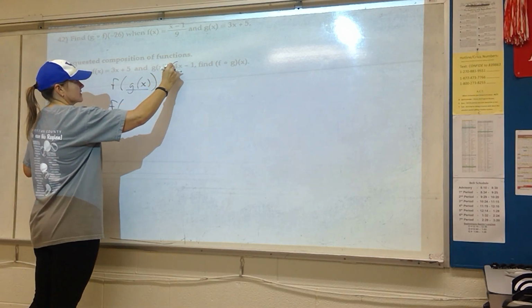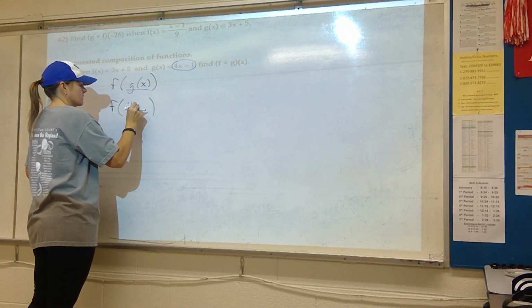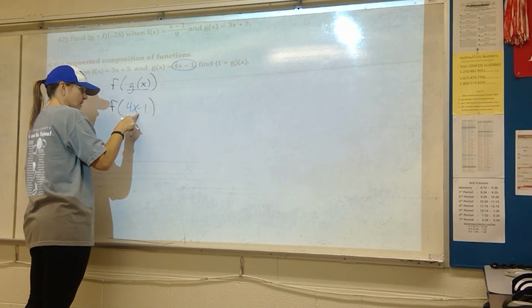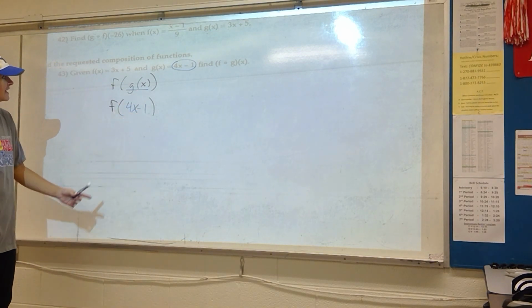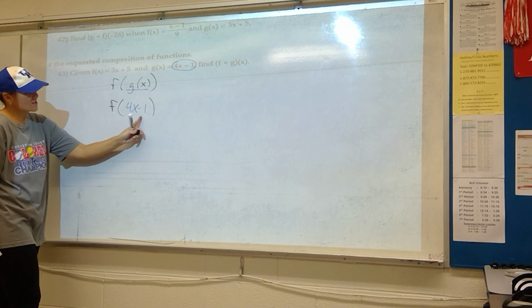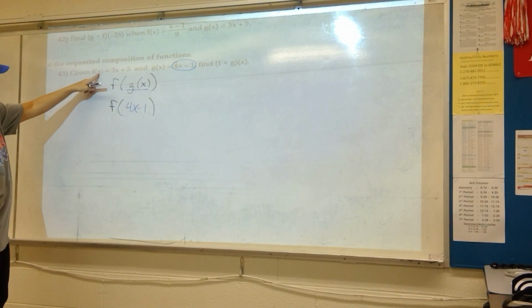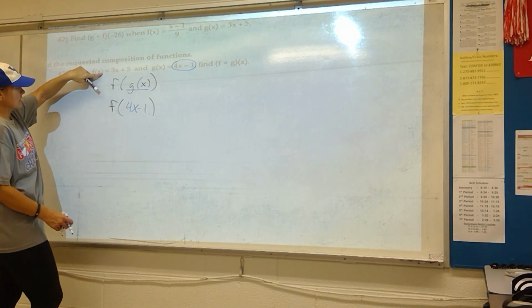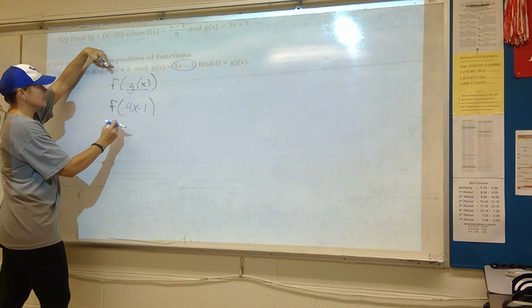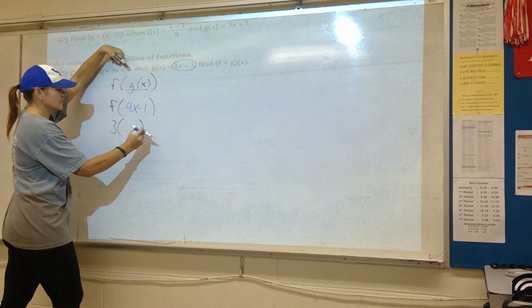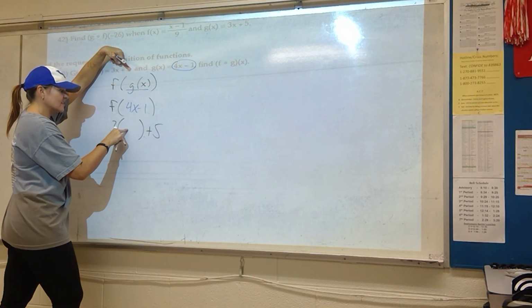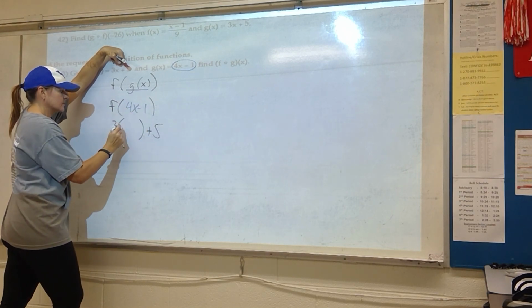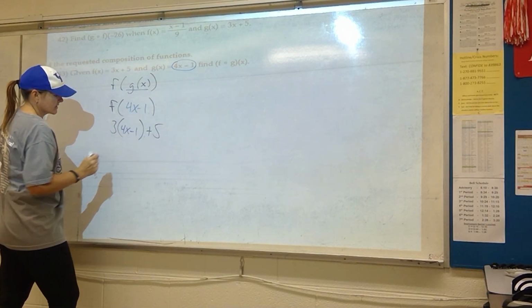G of x is 4x minus 1. So instead of g of x, I substitute in what it's equal to, 4x minus 1. Now I'm finding the f of something. So I'm using the rule for f of something. The rule for f of something is 3 times something plus 5. Instead of x, we're putting all of this, 4x minus 1.